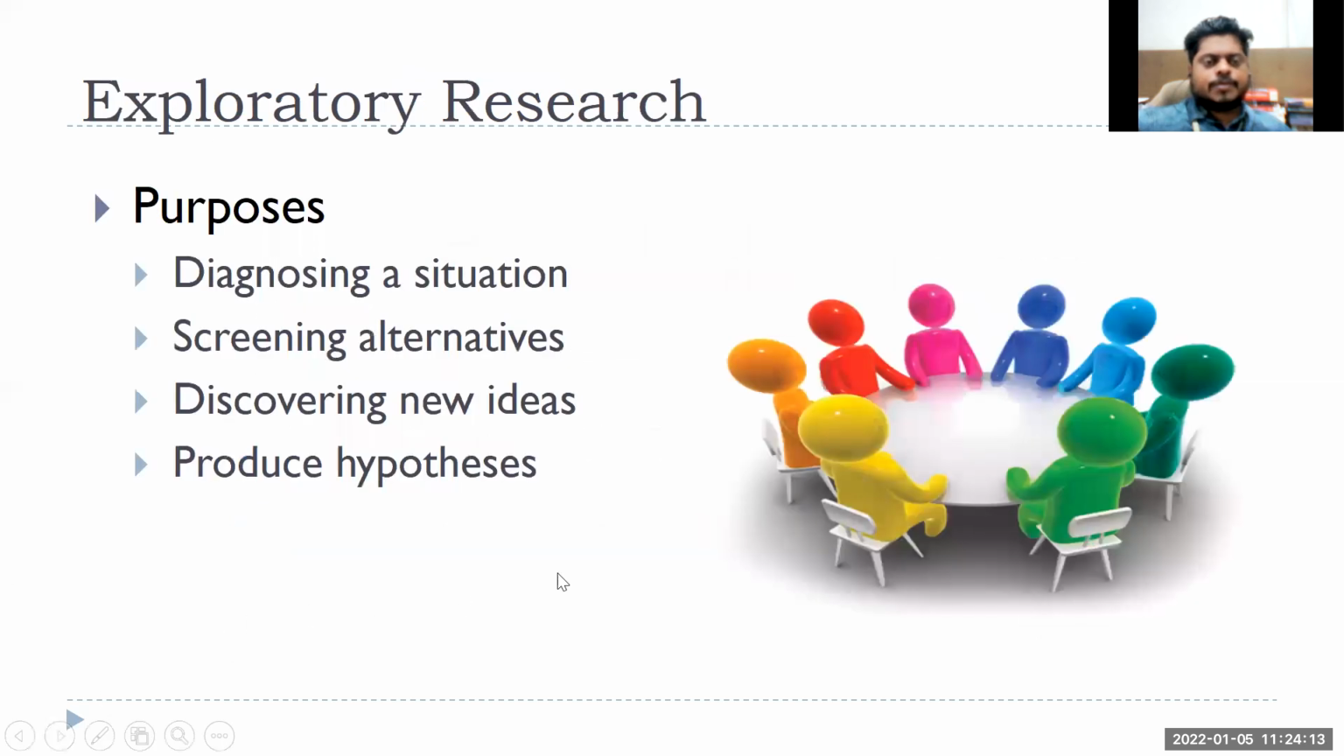So again, exploratory research: diagnosing a situation, screening alternatives, discovering new ideas, producing hypotheses. This actually helps you to produce hypotheses. The same question which I was telling, right? Netflix, COVID, right? Before that, if they had done exploratory research, going to people and asking why in the last 2 years they had subscribed to Netflix, right?